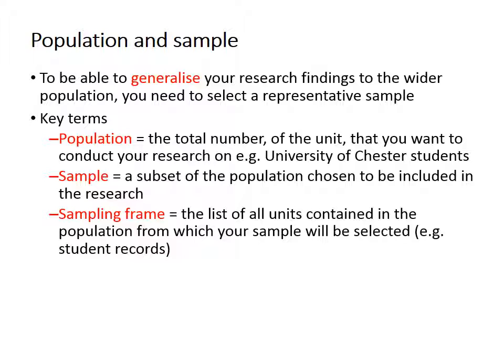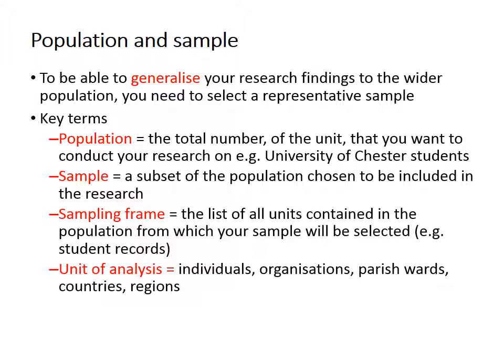The sampling frame is the list of units contained within the population from which you are to sample. So it could be based on gender, it could be the number of student records, i.e. individual students if you like. But it's a method we're going to use, the matrix from which to select. And then the unit of analysis. Is it going to be that we're selecting individuals, organisations, regions, countries? So we need to think about those.